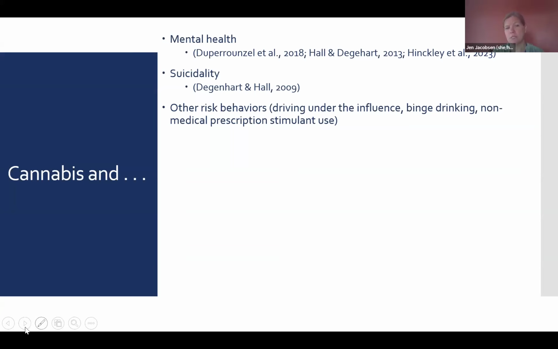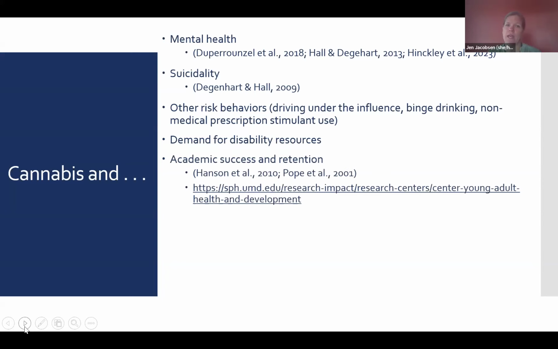Also non-medical prescription stimulant use. The demand for disability resources. So I'm so glad we're so fortunate at McAllister to have a robust disability resources office. And we are not helping our students, say, who are navigating ADD, if our disability resource folks aren't trained in a little bit of motivational interviewing to also ask about cannabis use, since cannabis use is contraindicated for folks with ADD, ADHD, and folks who are taking medication for that.